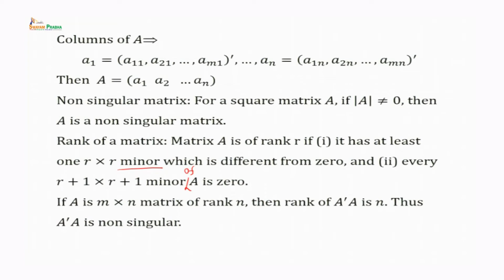Anyway, if the determinant of A is not equal to 0, it means the square matrix has full rank. Say, suppose this square matrix is of order n cross n, then the rank of A is equal to n, because you get a minor of order n cross n which is different from 0.